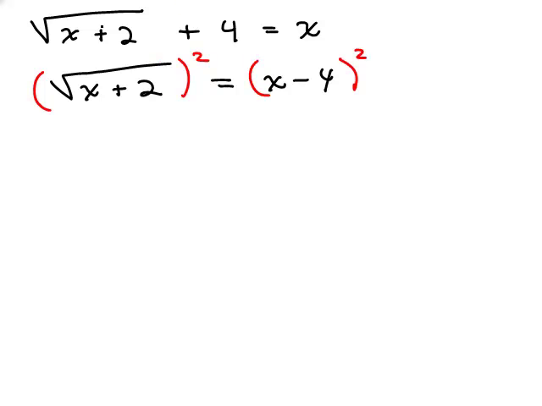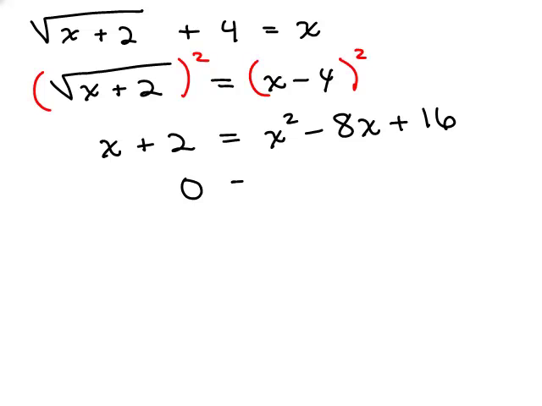So that gives us x plus 2 equals, and then we're squaring x minus 4. So remember, you could write that out as x minus 4 times x minus 4 and do the FOIL method, and you should get x squared minus 8x plus 16. And now we need to set the equation equal to 0 because, again, we've come up with a quadratic equation.